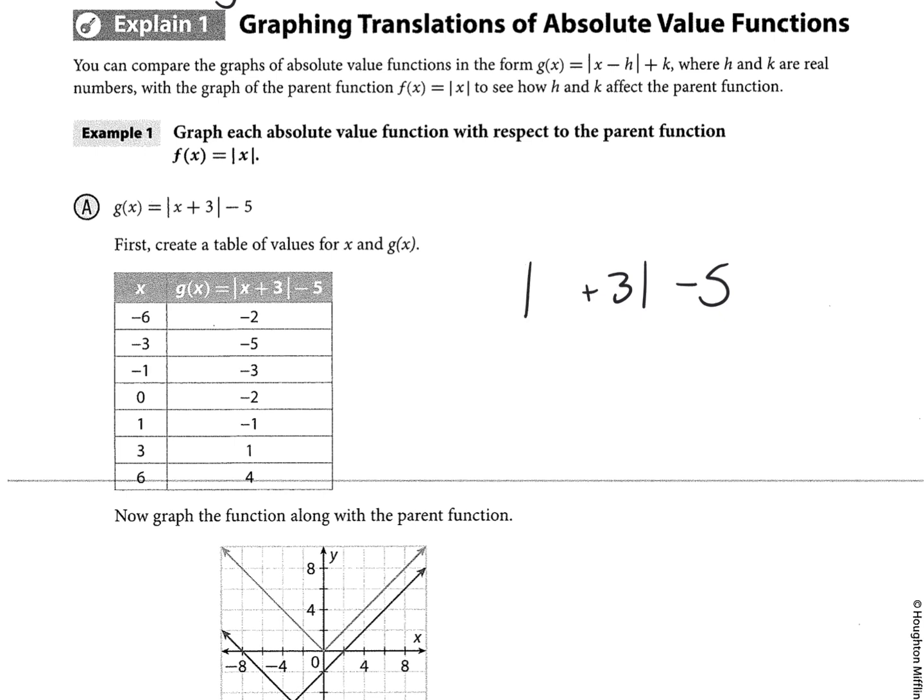If we replaced it with +1, 1 plus 3 is 4, the absolute value of 4 is 4, and 4 minus 5 is -1.